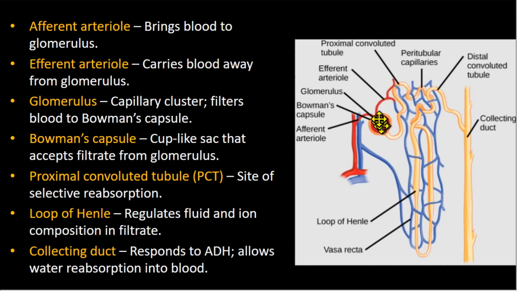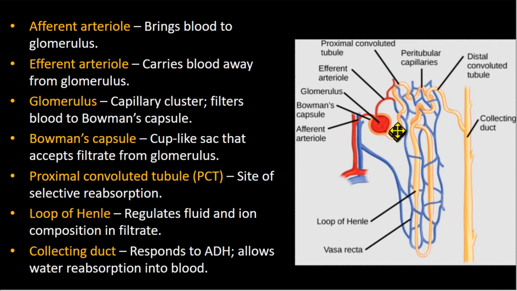Then we have the glomerulus. The glomerulus is a capillary cluster, and this is going to filter blood to Bowman's capsule. In case you're wondering, the term glomerulus refers to a ball of yarn, so it kind of looks like that. This whole structure here is called the Bowman's capsule. This is a cup-like sac that accepts the filtrate from the glomerulus. Think of it as a funnel cup.